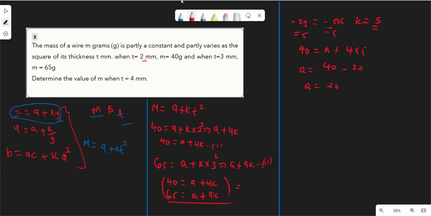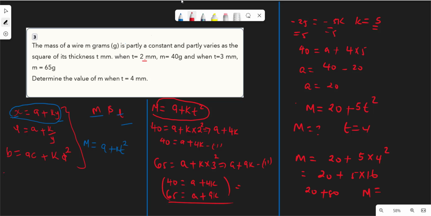Now we can write the equation connecting m and t. Using this equation, we replace a and k, so m equals 20 plus 5t squared. Now the question is asking us to determine the value of m when t is 4. So m will be 20 plus 5 times 4 squared. That is the same as 20 plus 5 times 16, which is the same as 20 plus 80, and therefore m, which is mass, is 100 grams.